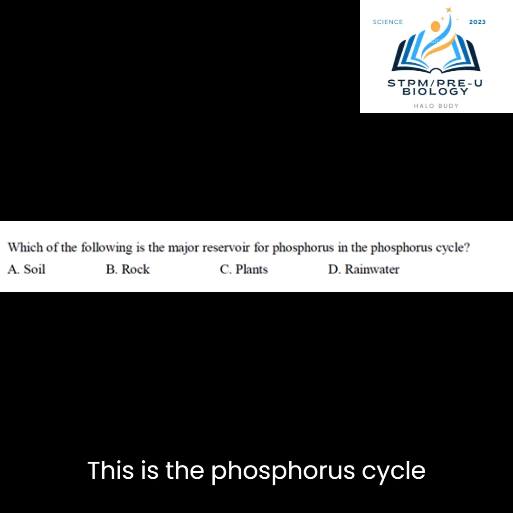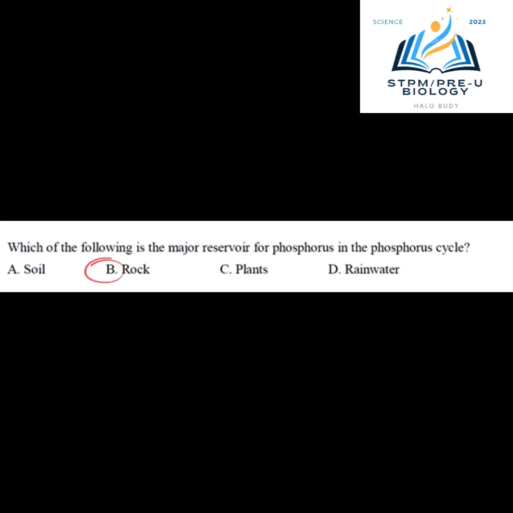This is a phosphorus cycle question in the biogeochemical cycle topic. The reservoir of the cycle is mostly in rock. Hence, the correct answer is B.